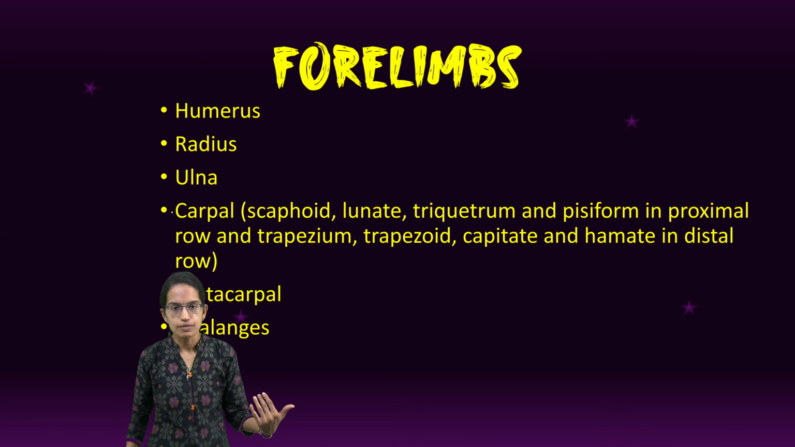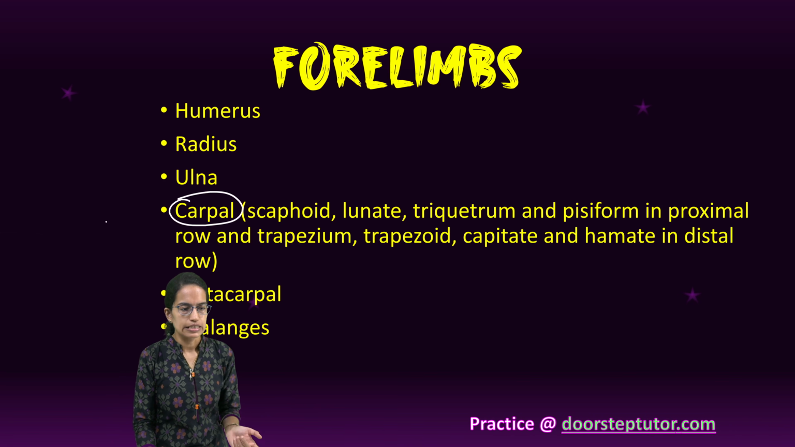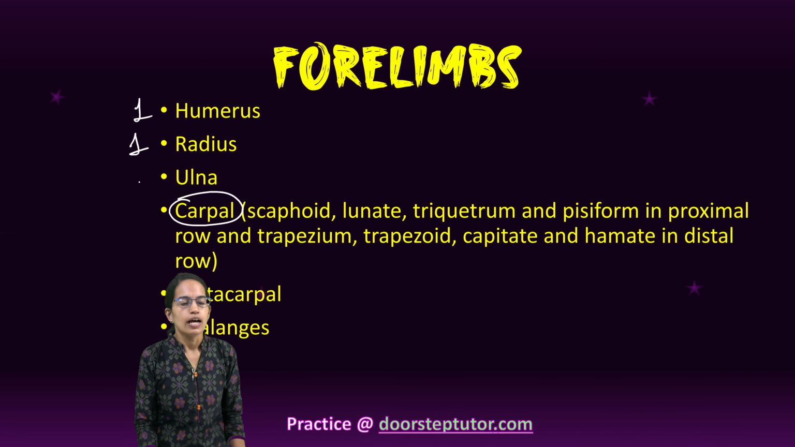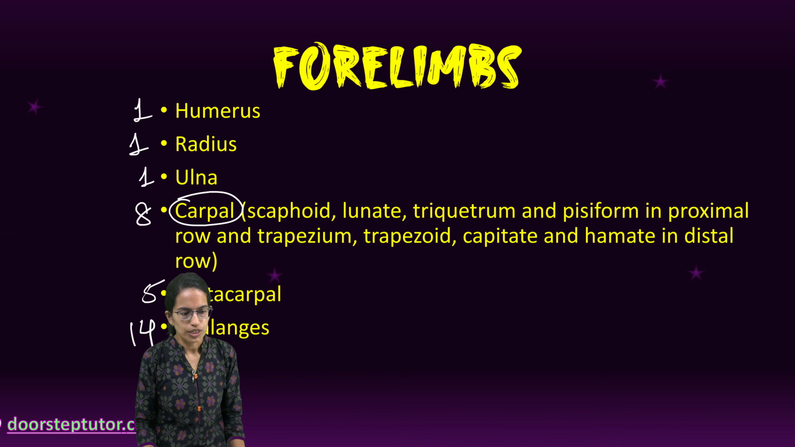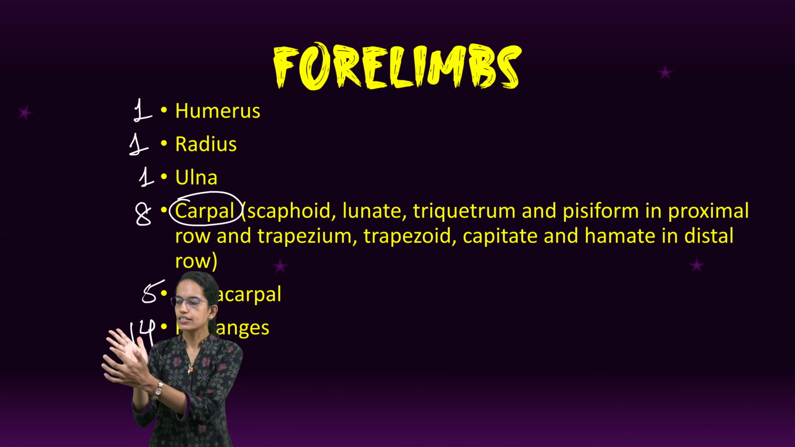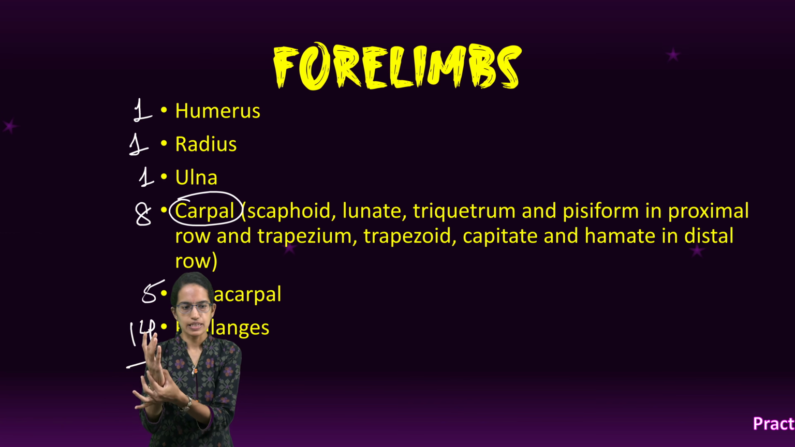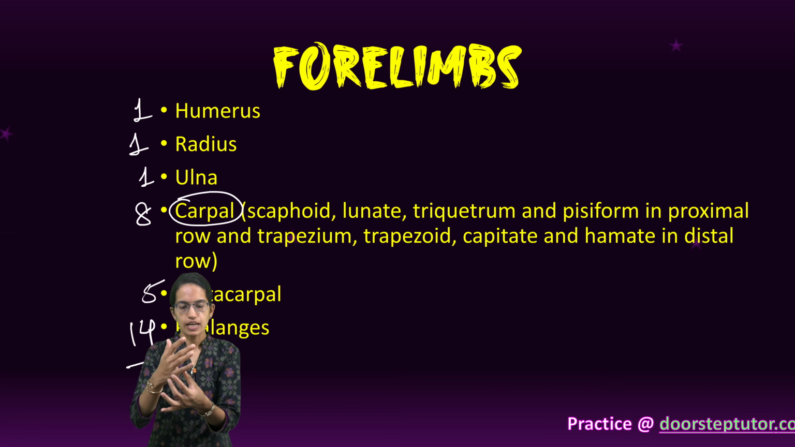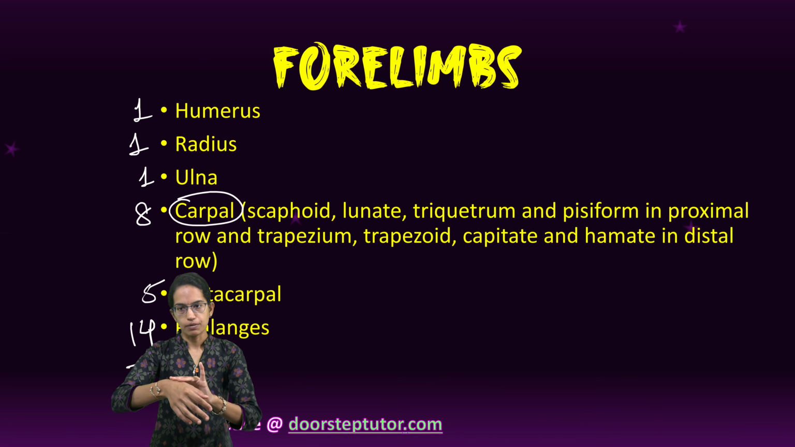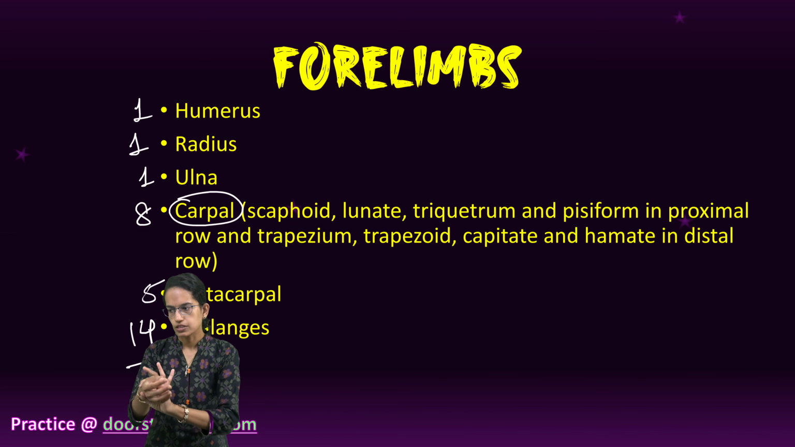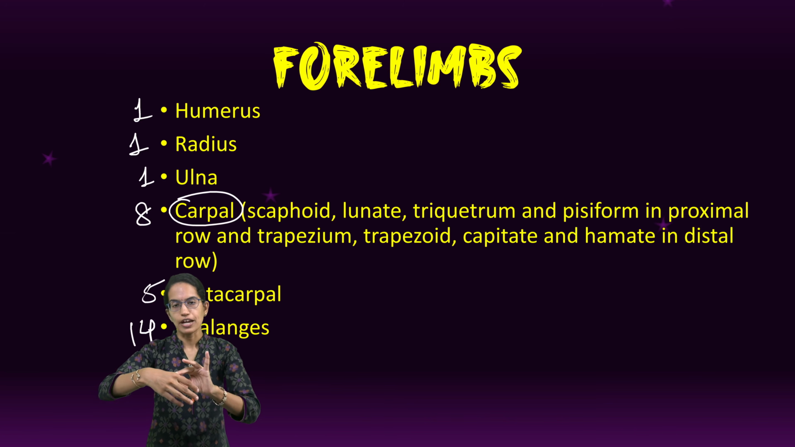In the forelimb there is no replacement for the patella, but the number of carpals increases. So 1 humerus, 1 radius, 1 ulna, 8 carpals, 5 metacarpals and 14 phalanges. The 14 phalanges are the 14 divisions in the fingers that you can see. 5 metacarpals are present in the hand, right? And then you have 8 carpals in the region of the wrist.